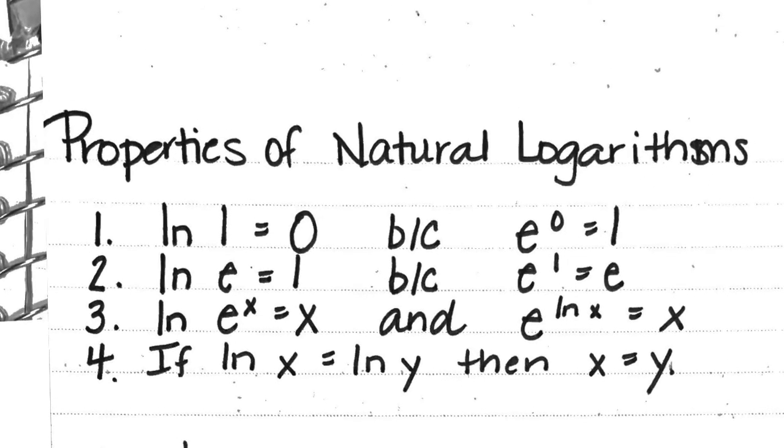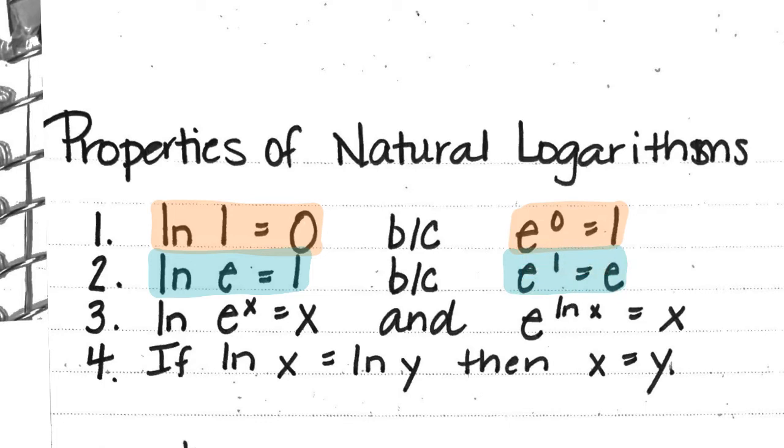Properties of natural logarithms are very similar to the other properties that we did of logarithms. Notice ln of 1 is equal to 0 because anything to the 0 power is equal to 1. So ln of 1 is equal to 0. The next one, the natural logarithm of e, is equal to 1 because e to the first power is equal to e.